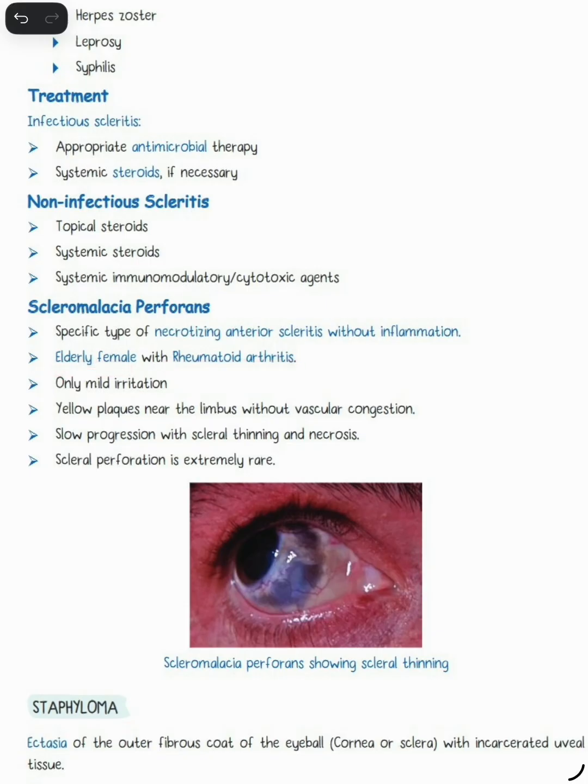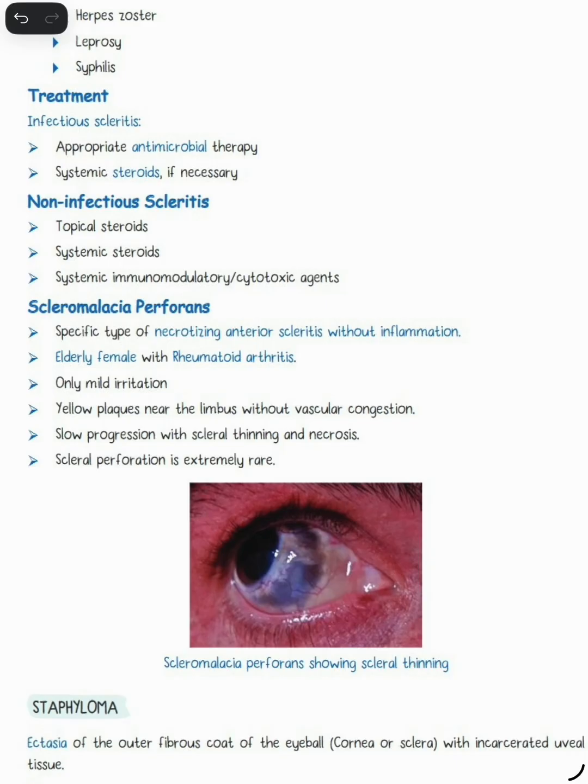And what we see, there will be yellow plaques near the limbus. The yellow plaques can be seen near the limbus, but it is without vascular congestion. There will be no redness or deep vascular congestion, and slow progression with scleral thinning. The scleral thinning and the necrosis is very slow in progress, and scleral perforation is extremely rare. So how can I tell you that this is scleral thinning? Because the underlying choroid is visible, and it can be seen as the bluish discoloration of the sclera.